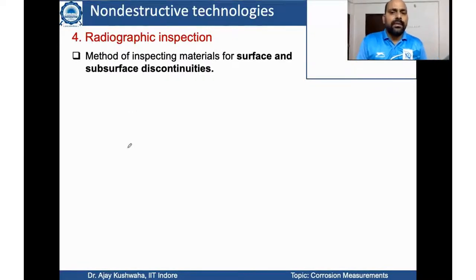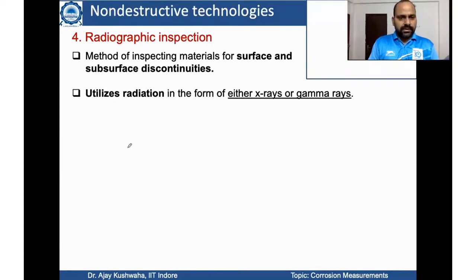Then the radiographic method. This is again a very good tool, and I think it is utilized to a very large extent in industry as well as in laboratories, and it can give very good data about the surface and surface discontinuities.